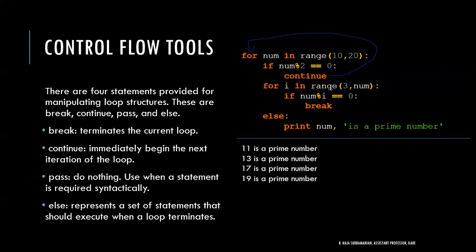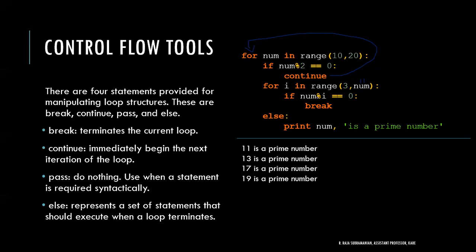If number 11 mod i, right? The number is 11 now, mod 3 is equal to 0? No. Next, 11 mod 3, 11 mod 4, 11 mod 5, dot dot dot, up to, I did not check 11. Why? Because the last number is actually 11. So I need to check from 3 to 10. So it will check from 11 mod 3 to 11 mod 10, one by one.